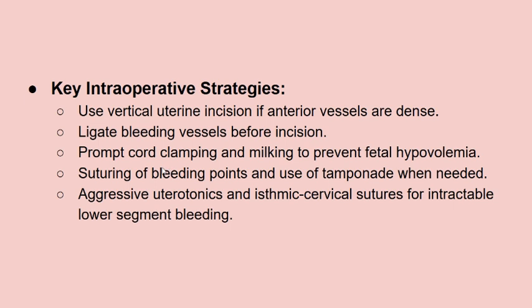Then you should promptly clamp the cord and milk it to prevent hypovolemia in the fetus. So I said, once you cut through that placenta, you need to quickly deliver the baby, clamp the cord to prevent severe blood loss. Then you suture bleeding points. You can use tamponade, you can use aggressive uterotonics and oxytocin, ergometrine, and you can use isthmic cervical sutures. That's similar to what you do when you do a cervical cerclage for any intractable lower segment bleeding.